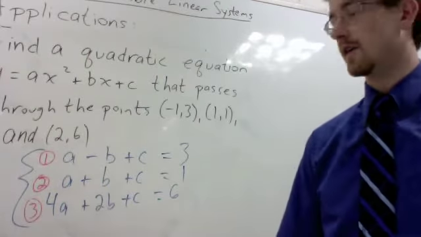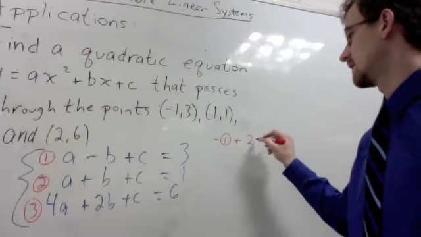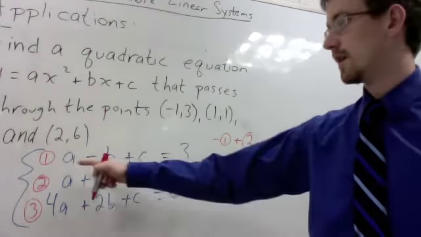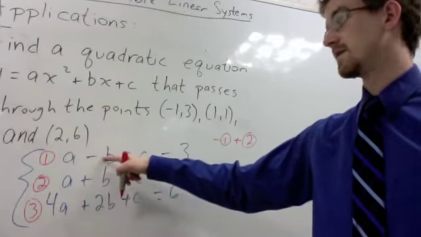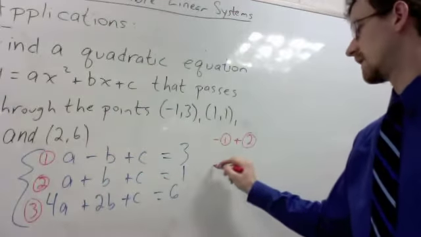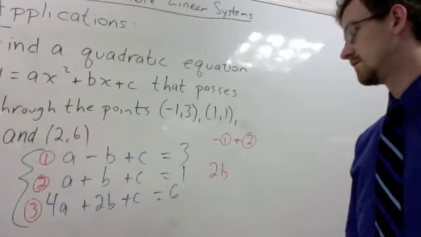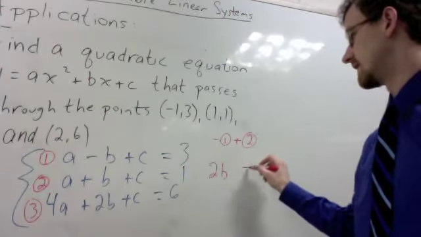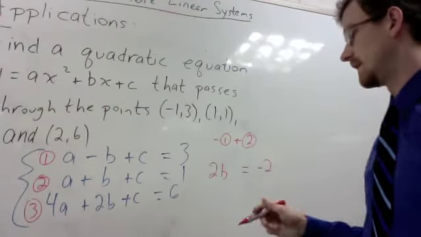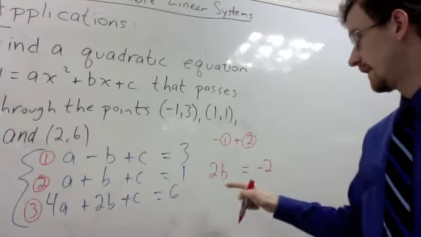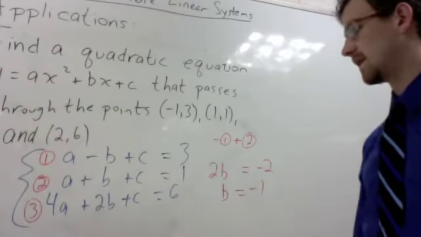To get rid of the a in equation 2, we can take negative equation 1 plus equation 2. Negative a plus a cancels out. Negative b, or sorry, positive b plus b gets us 2b. Negative c plus c cancels out. So then we just have 2b equals negative 3 plus 1 is negative 2. And we can simplify this to get b equals negative 1.